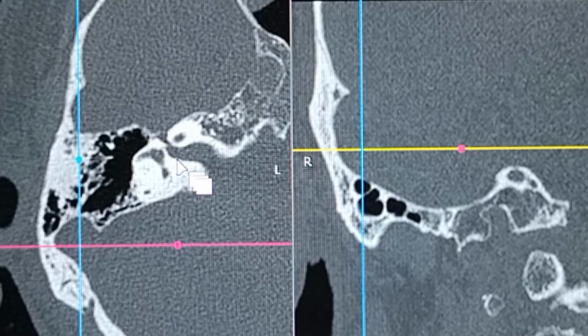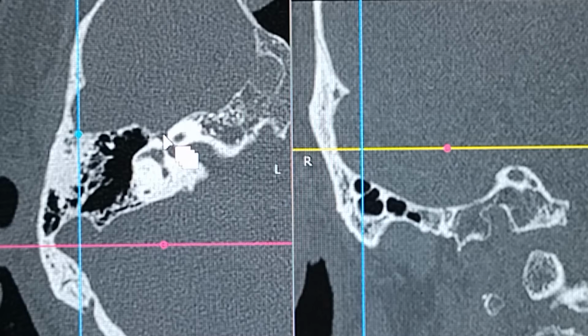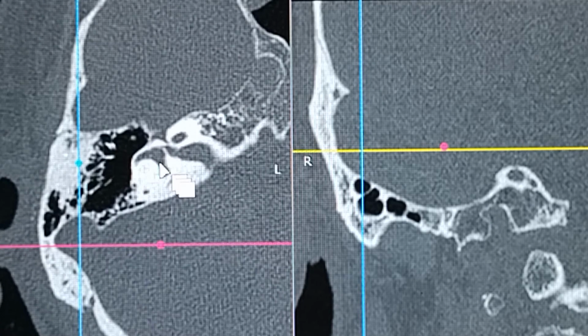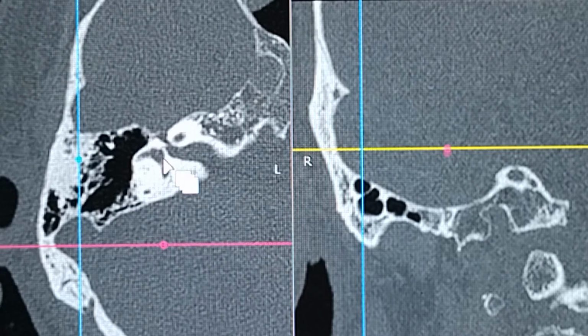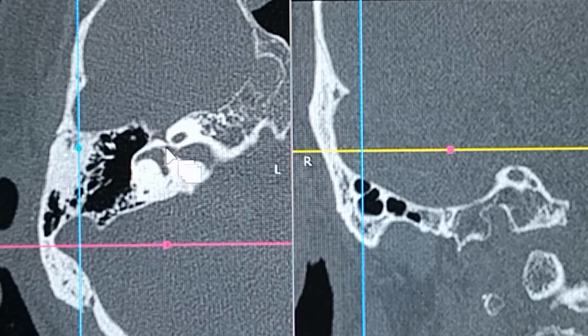Yeah, there it is. I can actually see that. That's the labyrinthine segment of the facial nerve. You can see a very faint shadow here, right here. That is a very faint shadow, which is going in the vestibule right there. You can see that's the vestibule. That's the vestibule, right? So you can see a very faint shadow here right down. That's the exact thing. That's the superior vestibular nerve right there.